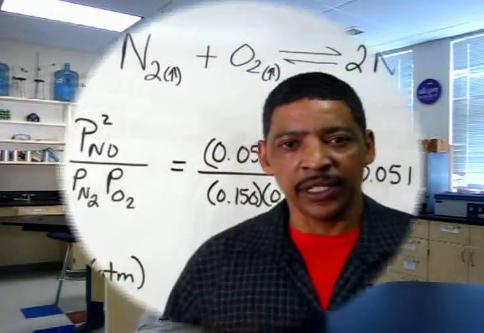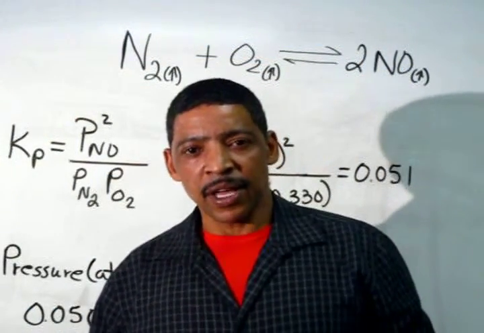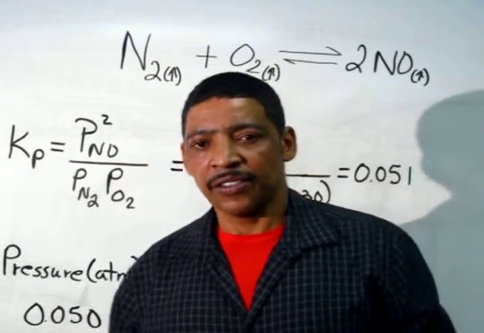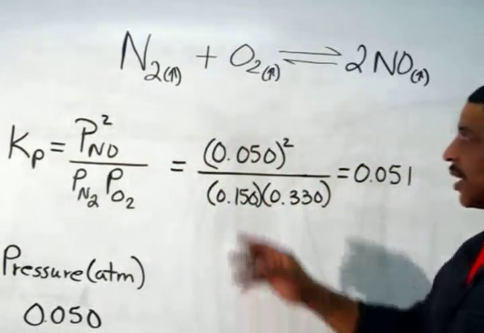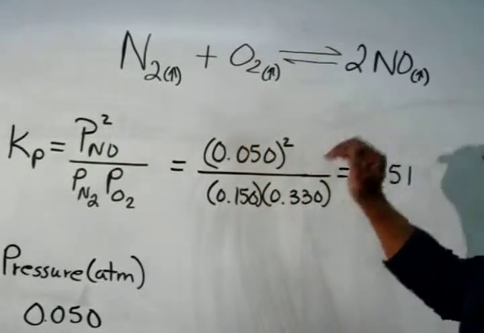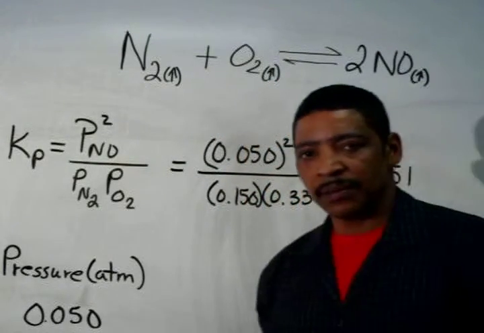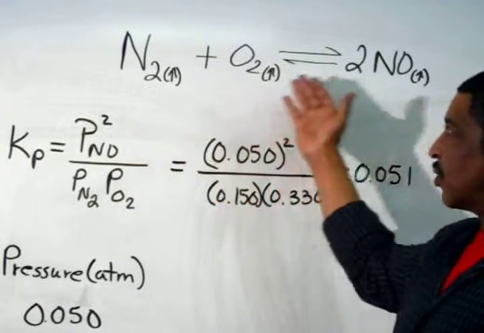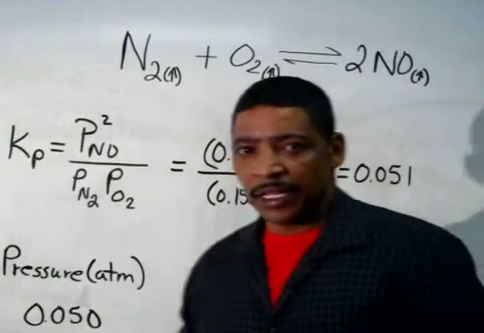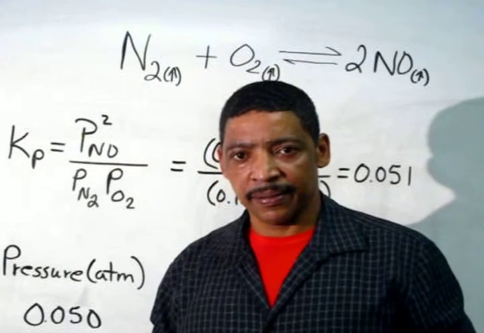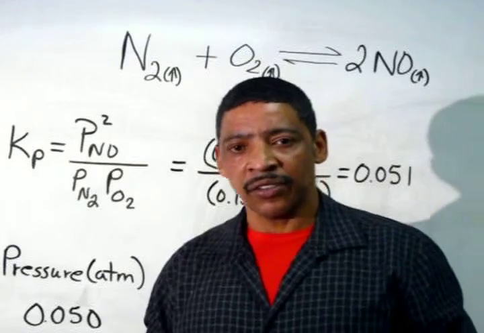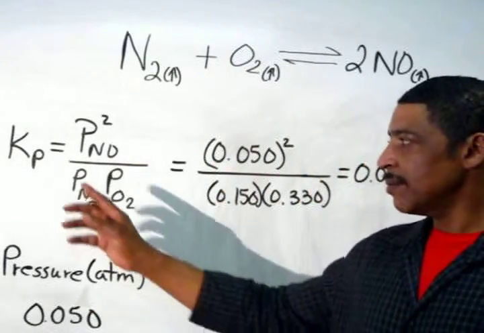When a reaction reaches equilibrium, it is possible to write an equilibrium expression. Consider this example where nitrogen gas reacts with oxygen gas to produce nitrogen monoxide. When this system is allowed to reach equilibrium, an equilibrium expression may be written. In this case, the equilibrium expression is known as a KP expression.